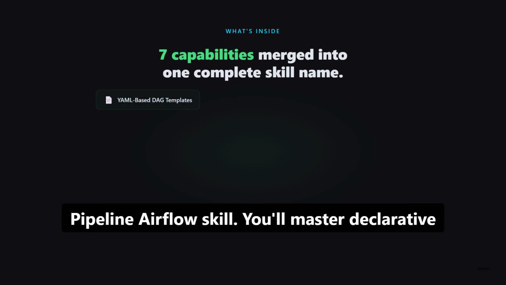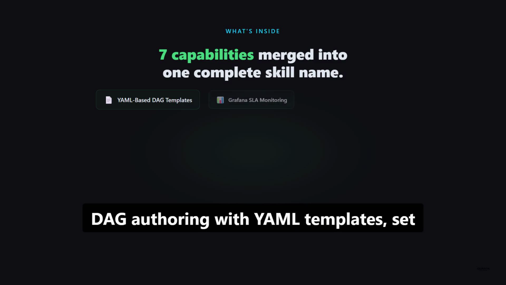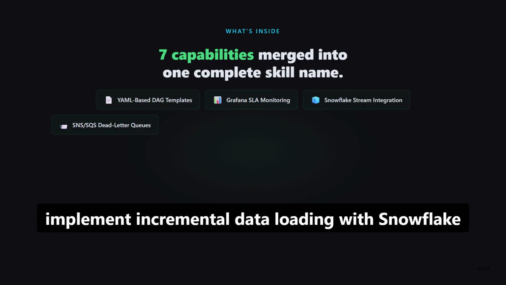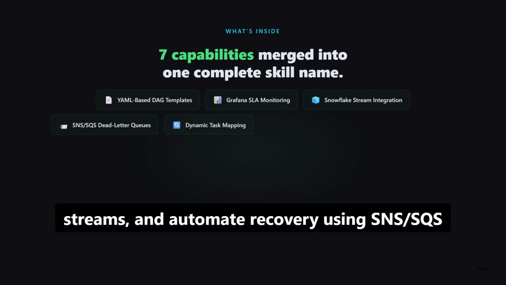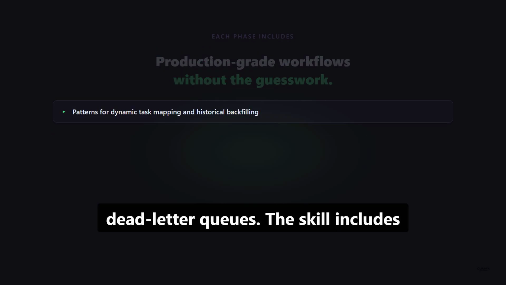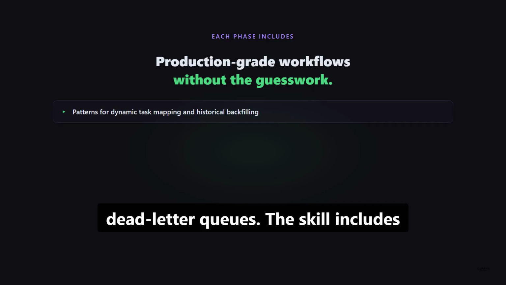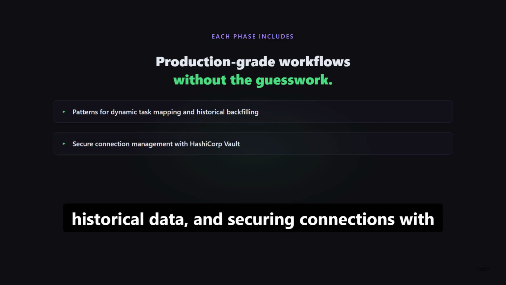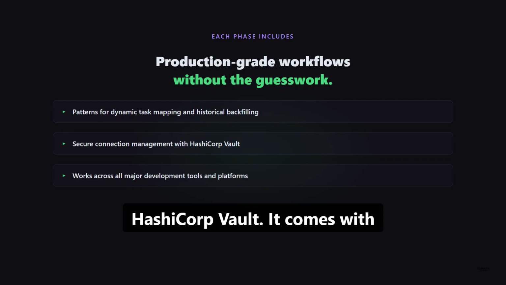You'll master declarative DAG authoring with YAML templates, set up SLA monitoring dashboards in Grafana, implement incremental data loading with Snowflake streams, and automate recovery using SNS SQS dead letter queues. The skill includes patterns for dynamic task mapping, backfilling historical data, and securing connections with HashiCorp Vault.